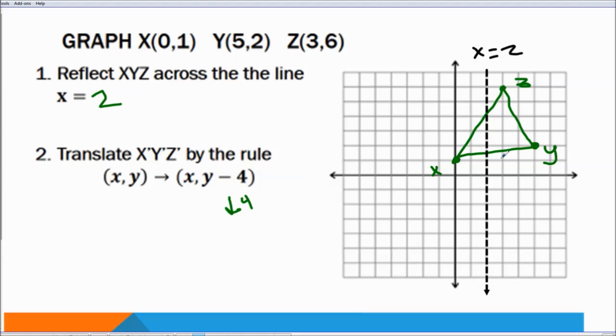So this is 2 units away. I'm going to go 2 units on this side, and I'm going to put the point and call it x prime. I'm going to do the same thing with y. 1, 2, 3, 1, 2, 3. 3 units away on the left side, and that's y prime. And then I'm going to do the same thing with z. Z is 1 unit away, so I'm going to go 1 unit onto the other side, and that now is z prime.